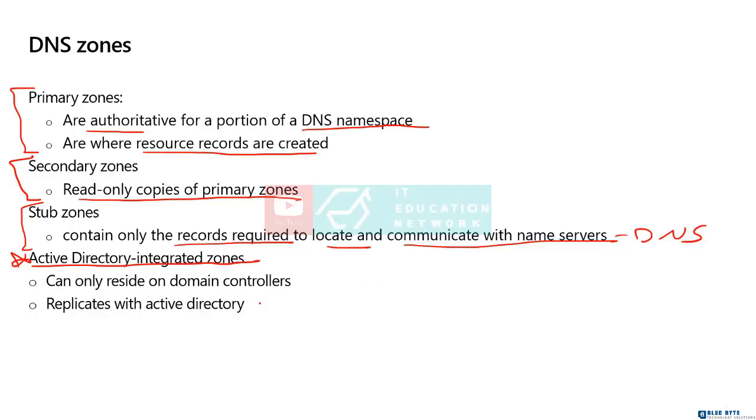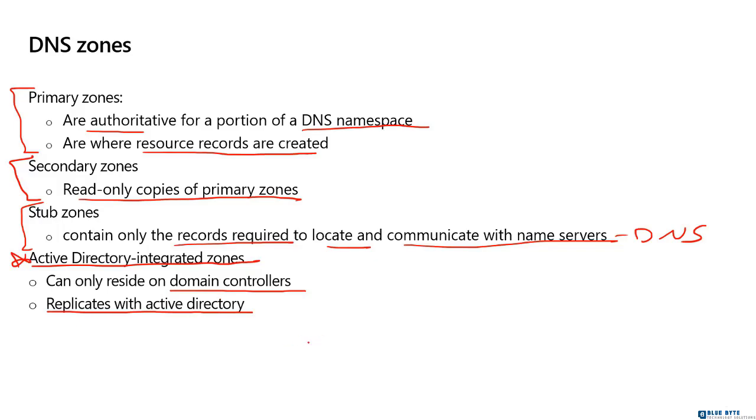An Active Directory Integrated zone has a few requirements. One, it can only reside on a domain controller. So if you are not a domain controller, you cannot host an Active Directory Integrated zone. It actually replicates with Active Directory. The same way a user account would replicate, this zone would replicate all the records in it.